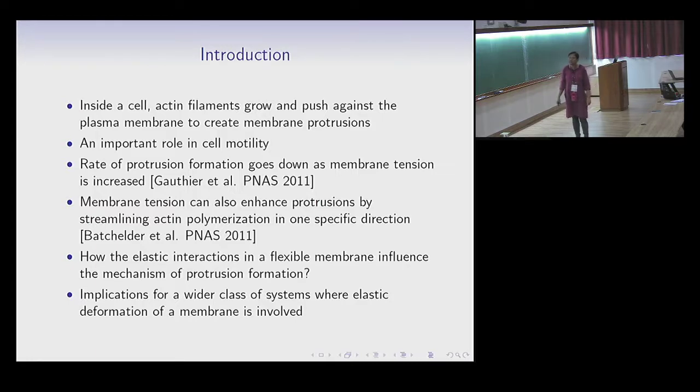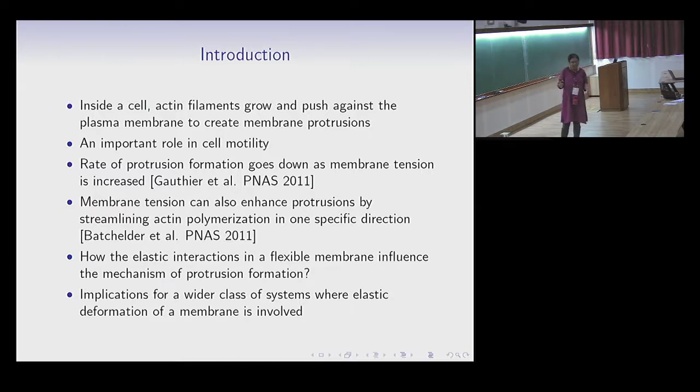For example, in this experiment, they had shown that by artificially increasing the membrane tension, the rate of protrusion actually goes down. And around the same time, another experiment was performed where they had shown that sometimes membrane tension can also enhance protrusion formation. In this experiment, they had shown that if you increase the membrane tension, sometimes it streamlines the actin polymerization in one given direction, and therefore membrane protrusion along that direction grows pretty fast.